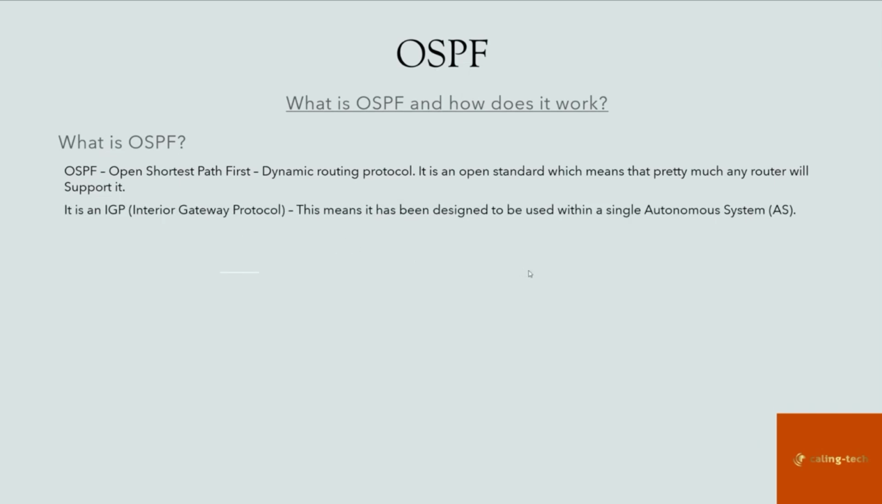It's what we classify as an interior gateway protocol. That means it's been designed to be used within a single autonomous system. And it's a link state routing protocol based on the Dijkstra routing algorithm.